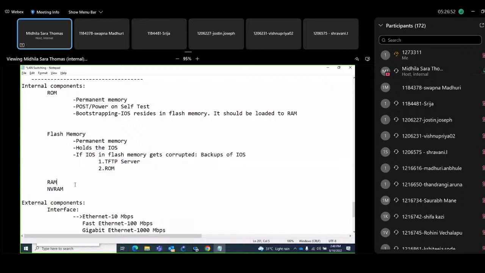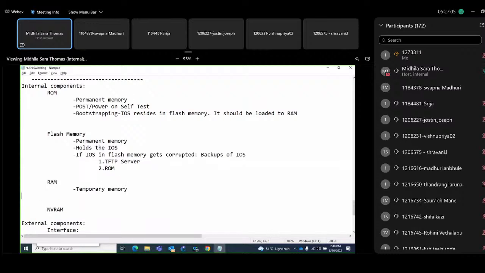Okay. Fine. Next, RAM. You tell me, is this permanent or temporary memory? Temporary memory. So this is permanent, this is temporary memory. I have told you, what does it hold? Routing table, ARP table, you remember the MAC table, ARP table, all those tables. It gets refreshed every time.